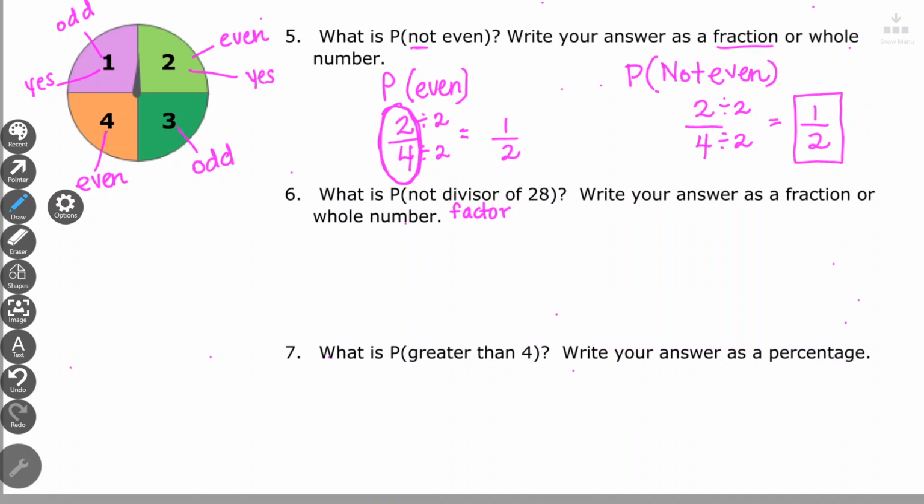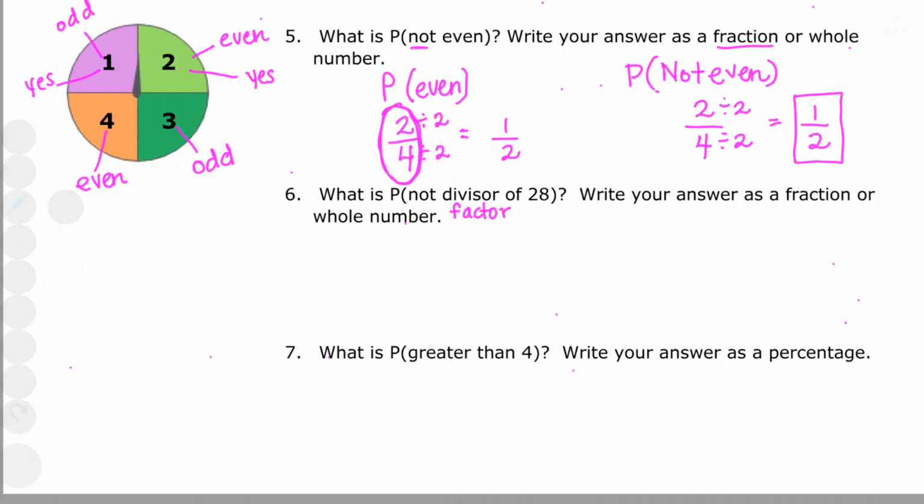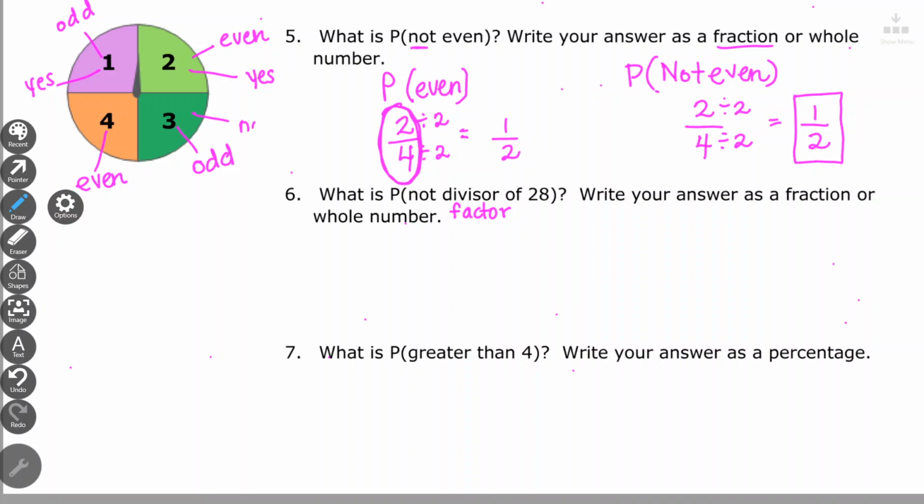All right, what about 3? 3 times what will give you 28? Well, there's nothing that 3 times will give you. If you multiply the number by 3, you will not get 28. So 3 is not a factor or a divisor of 28. What about 4? 4 times what will give you 28? Well, we know 4 times 7 will give you 28. So 4 is a factor of 28.